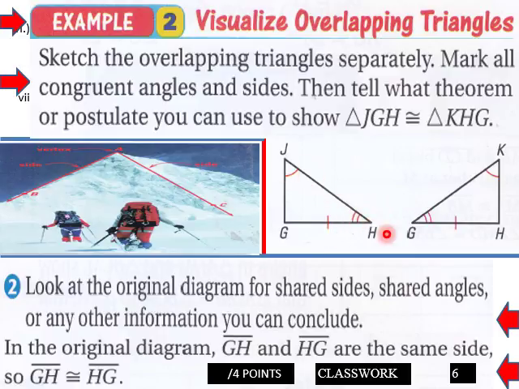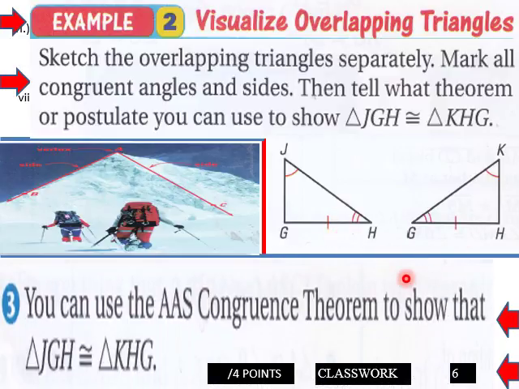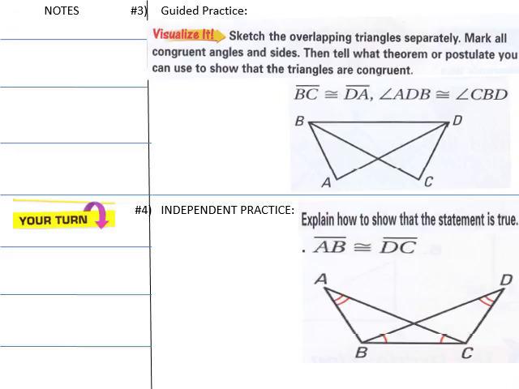We've got two angles. Is that enough to show congruency? Add congruence marks to GH in each triangle. Yeah, we did that. So now what? You can use AAS. So we've got angle, side here to prove that JGH is congruent to KHG. We have angle, side here. So that proves that they're congruent.